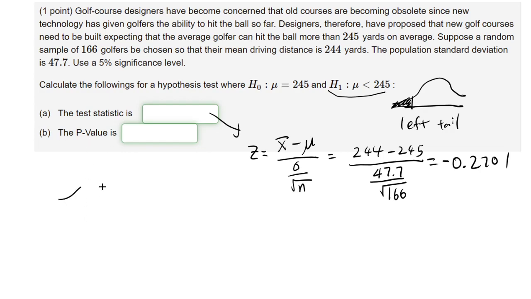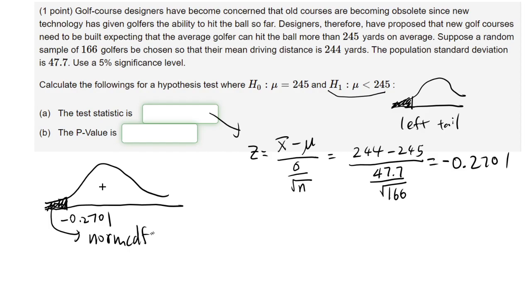Now for the p-value, here's the negative 0.2701, and because you're looking for the left tail, the p-value is the area of this side, which is just the normal CDF of this negative 0.2701 in this case, because the norm CDF measures the area from negative infinity to this number. You don't have to do 1 minus anything. This is good enough. Okay, so let's try to use that.